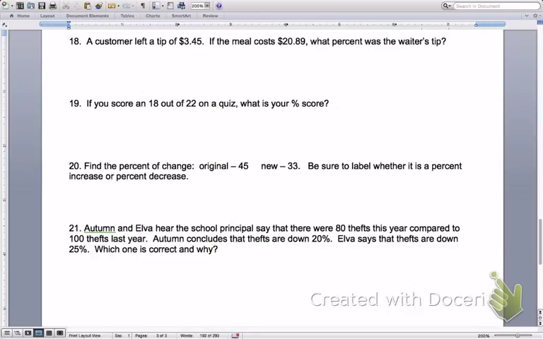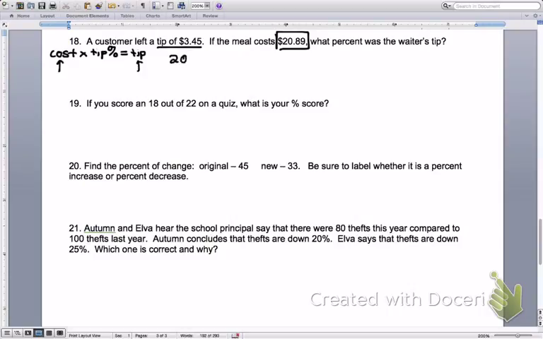First question, we are given the value of the tip a customer left. The tip was $3.45. The whole meal costed $20.89. What percent was the waiter's tip? So in order to find the tip, we multiply the cost times the tip percent to get the actual tip. So what we don't have is the tip percent, but we do have the cost and we have the actual tip. So we'll fill in what we know.